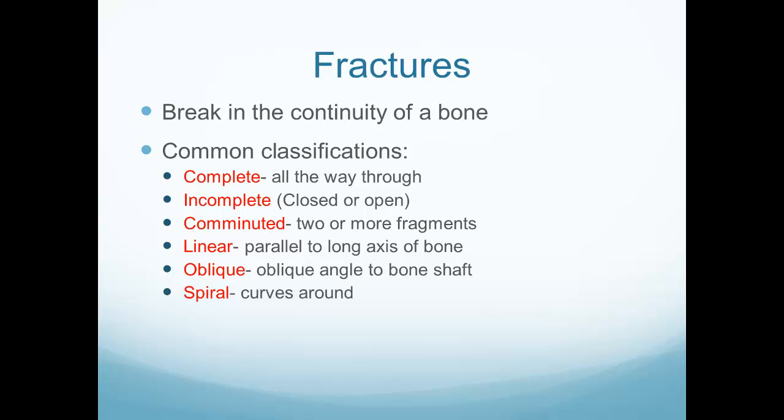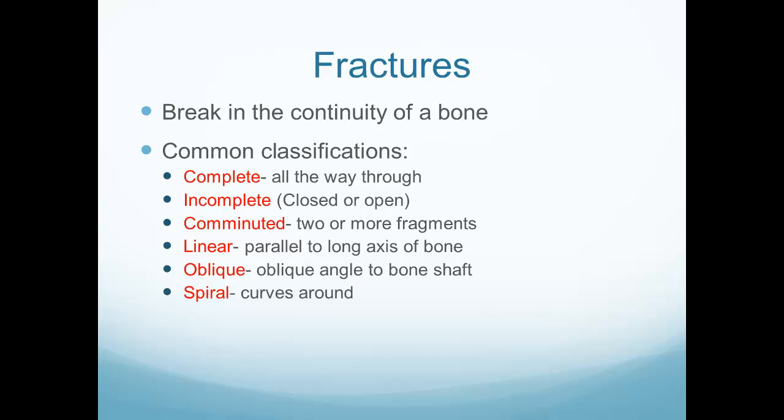So a fracture is literally a break in the continuity. So we have a bone that has been broken in some way, and we call that a fracture. If the fracture goes all the way through the bone, we call that a complete fracture. If the fracture does not go all the way through, we call that incomplete. Next to incomplete, it also talks about a closed or open fracture. Closed fractures mean that the fracture is underneath the skin and the skin has not been penetrated. If, however, there is an opening in the skin, we call that an open fracture.